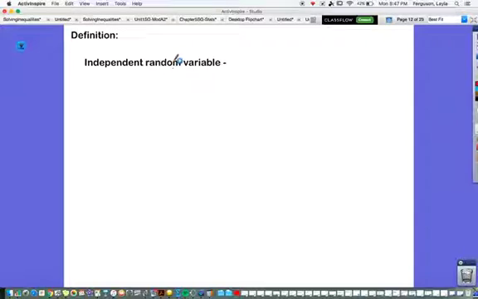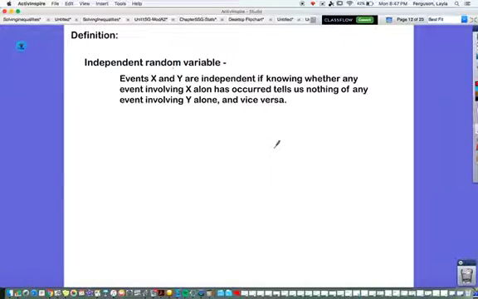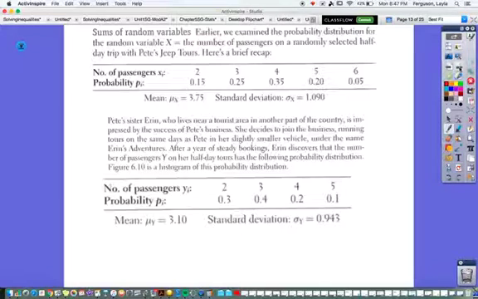Independent random variables: events X and Y are independent if knowing whether any event involving X alone has occurred tells us nothing of any event involving Y alone, and vice versa. So for the sum of random variables, this is an example that goes along with that.